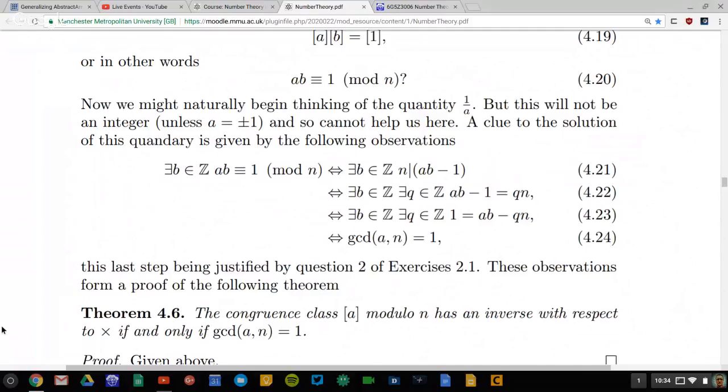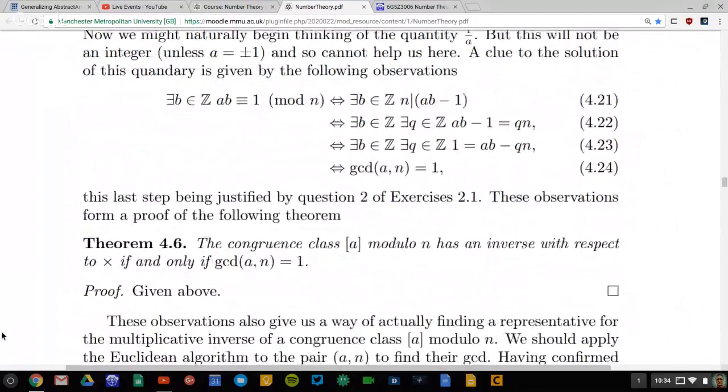So that's theorem 4.6. The congruence class a modulo n has an inverse with respect to multiplication if and only if the GCD of a and n is 1. The proof of it is there in that paragraph. Because these are the only ones that have inverses, if we want to think about whether there is a group under multiplication here, we have to chuck out the ones that don't have inverses. So there is a group under multiplication modulo 15, but it isn't all of the possibilities modulo 15. It's only the ones that are co-prime to 15.